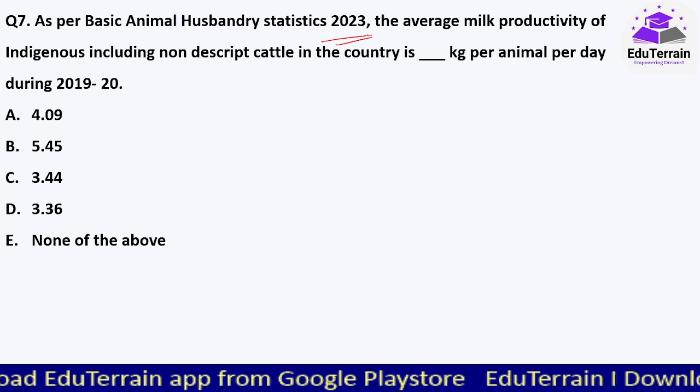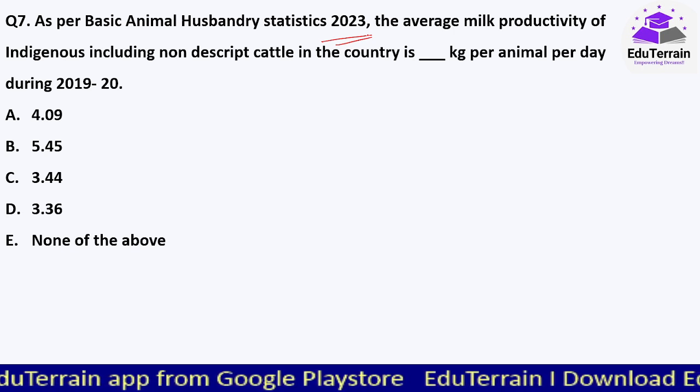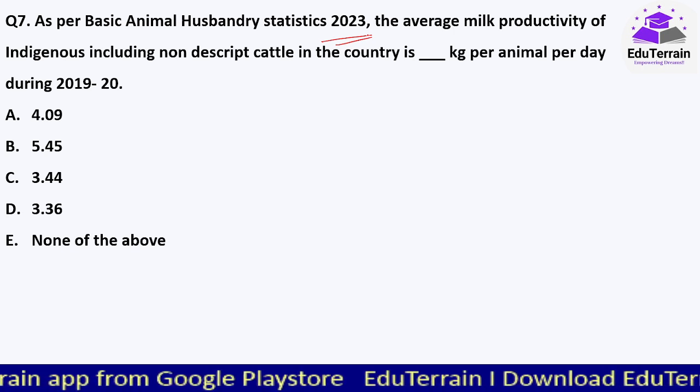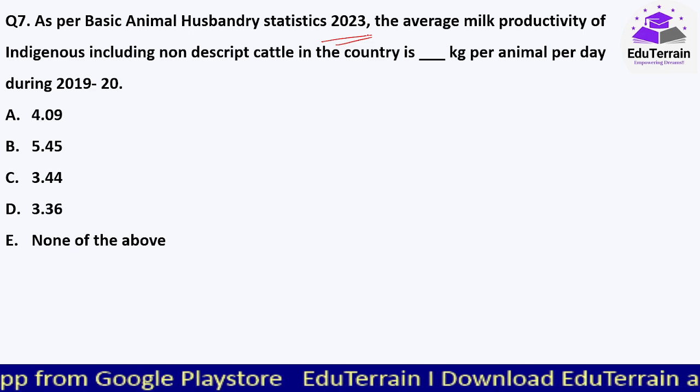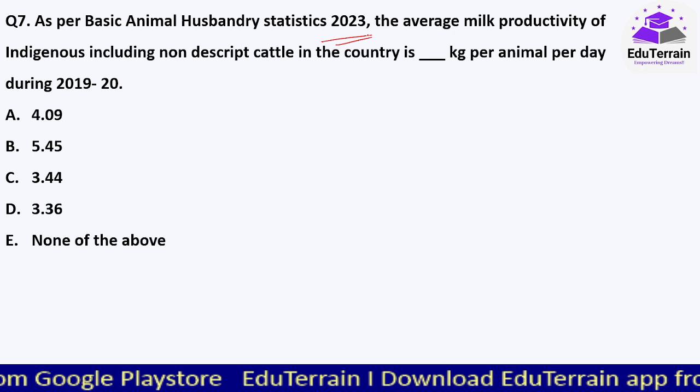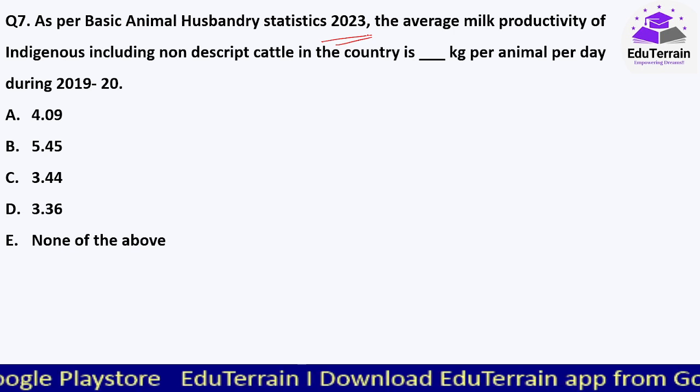Now ये हो गया livestock census, but इसके अलावा एक basic animal husbandry statistics also comes every year, and for the year 2023 the data has been released. कब release हुआ है ये? Jan ऐसे कुछ 2024 में. So here उसका data भी हमें बहुत important है.